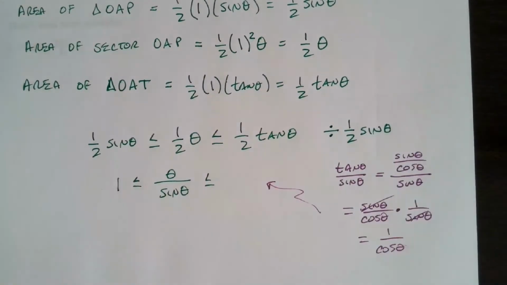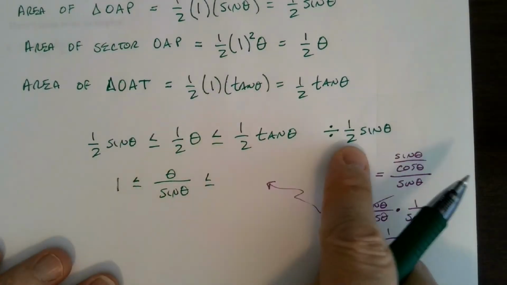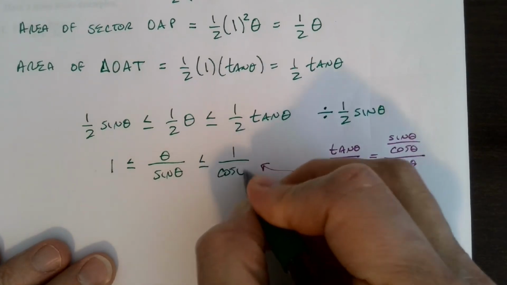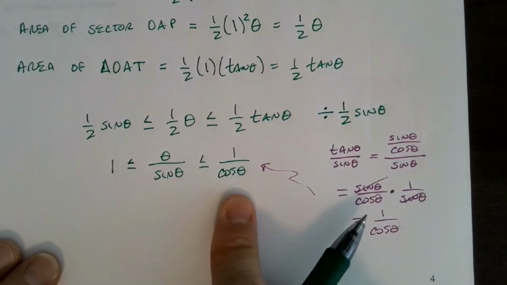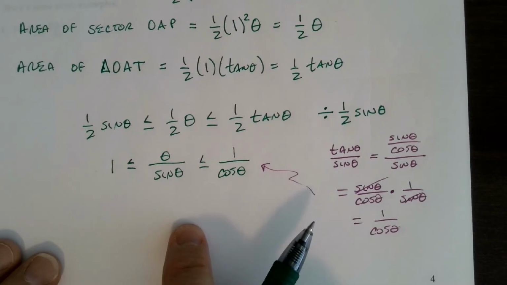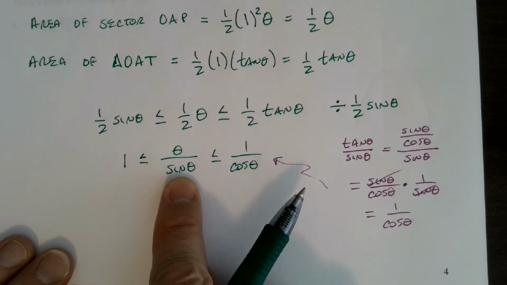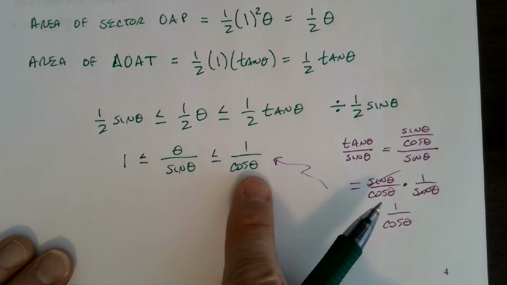I'm going to put that there. So 1/2 tangent theta divided by 1/2 sine theta is going to be 1 divided by cosine theta. Now these are all positive quantities if theta is between 0 and pi over 2, and therefore I have 1 is less than theta over sine theta is less than or equal to 1 over cosine theta.